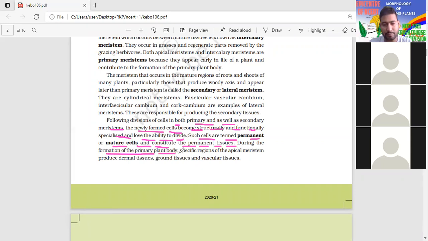During the formation of the primary plant body, specific regions of the apical meristem produce the dermal tissue, ground tissue, and vascular tissue. Can you tell what dermal tissue means? Epidermis. Ground tissue means parenchyma, collenchyma, sclerenchyma, and vascular bundle we will see later. Okay, clear?